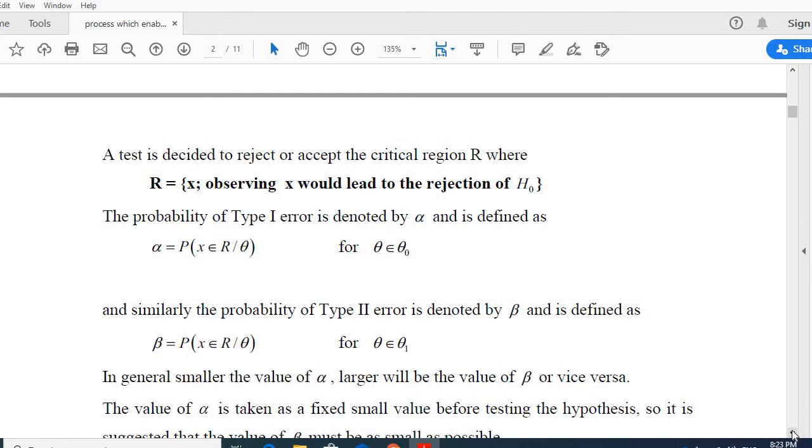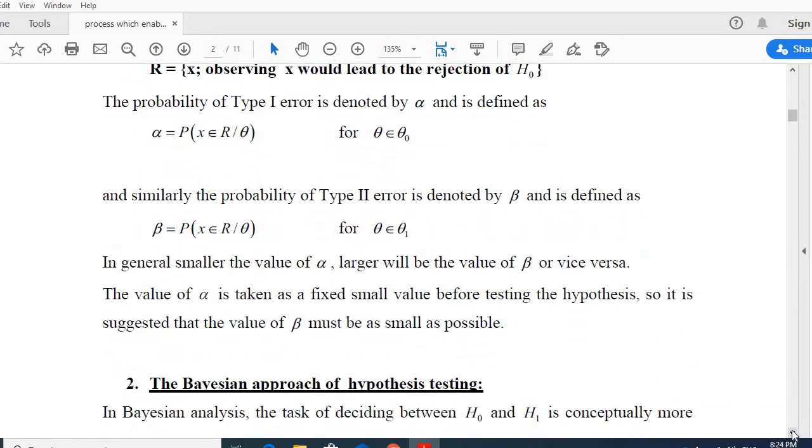The probability of type 1 error is denoted by alpha and is defined as alpha is equal to probability X belongs to R given theta, for theta belongs to theta naught. And similarly, the probability of type 2 error is denoted by beta and is defined as beta is equal to probability X belongs to R given theta, where theta belongs to theta 1. In general, the smaller the value of alpha, the larger will be the value of beta, or vice versa. The value of alpha is taken as fixed, a small value, before testing the null hypothesis.